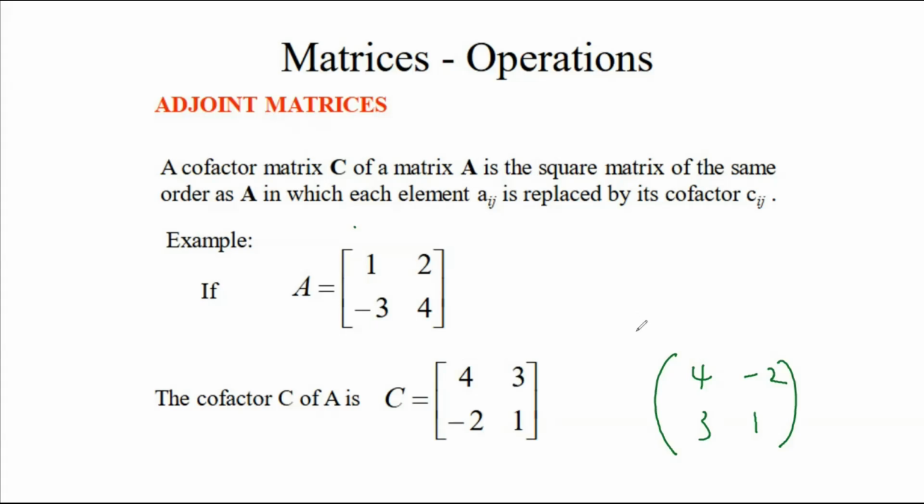So you really remember from before, what happened here? Is that you switch around 4 and 1. That's what happened here, 4 and 1. And I changed the sign. This was positive 2, you have minus. This was negative 3, you have positive. See? So your adjoint matrix is the transpose of the cofactor matrix.